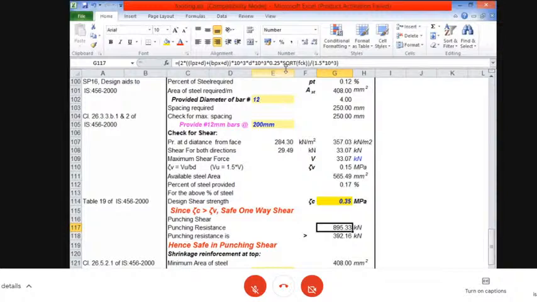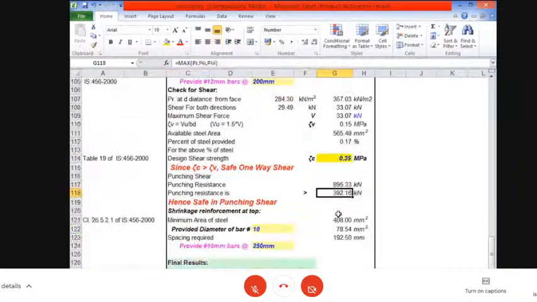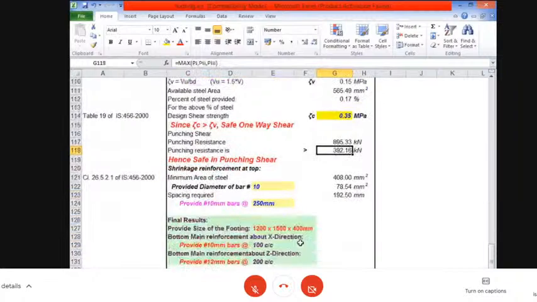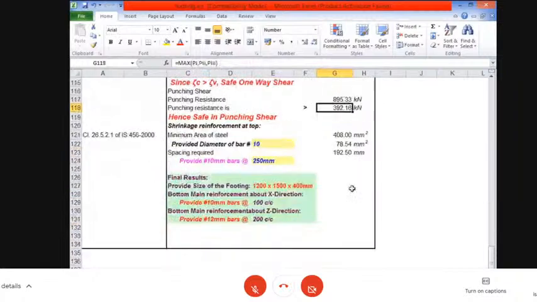Have to check it for 0.16 root fck. Nowadays we are using only this 0.25 root fck. So with that you have to check it, and with that the resistance is also okay. This is the final result. So with that result, this is your size of the footing, and this is your bottom main reinforcement: in X direction it is 10 mm at 100, and in Z direction 12 mm at 200.